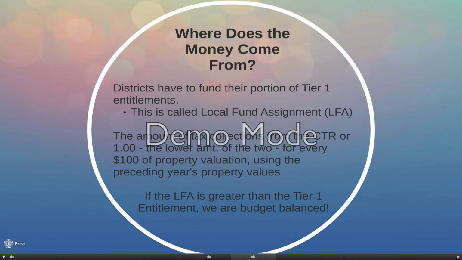Before we talk too much more about the money that we're receiving, let's first talk about where this money even comes from. Districts have to fund their portion of these Tier 1 entitlements, and this is called their local fund assignment. The amount of tax collections from the compressed tax rate, or $1, the lower amount of the two, for every $100 of property valuation using the preceding year's property values is what comprises the local fund assignment. If the LFA is greater than the Tier 1 entitlement, we are budget balanced.